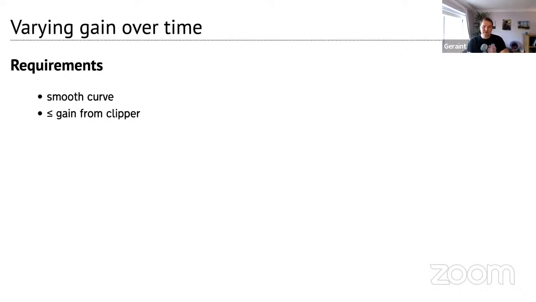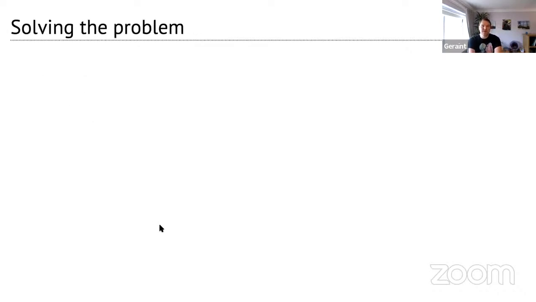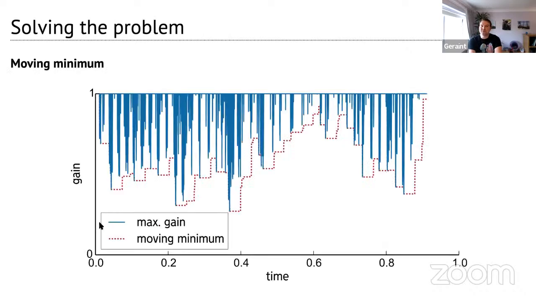There is a neat way to solve this problem. It comes in two steps. The first is a moving minimum. The red dotted line here is the minimum gain in the last however long you choose, 20 milliseconds or so. You can see already that this is nice, it's not as spiky.